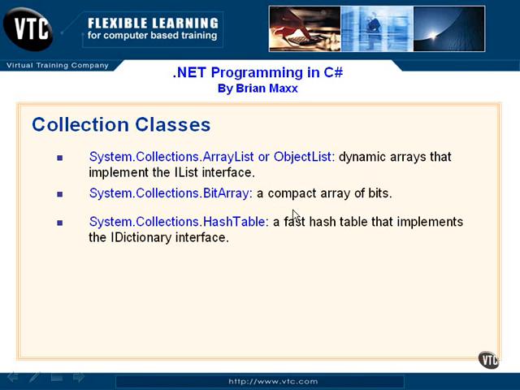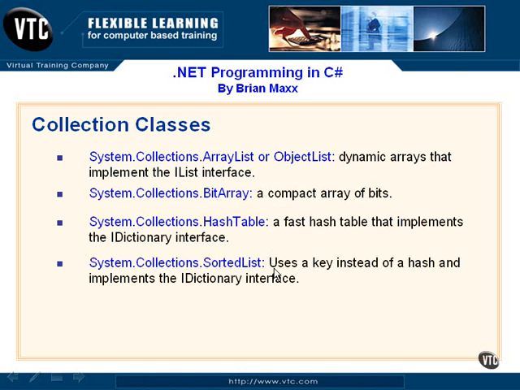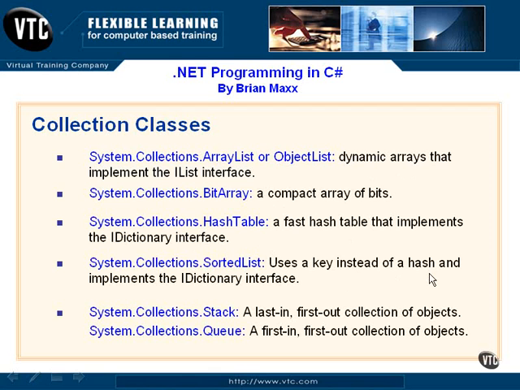Hashtable. Hashtable is a fast hash table that's going to implement the IDictionary interface. Key value pairs. We're going to see an example of this. System.Collections.SortedList. This is going to use a key instead of a hash. A hash is like a key, and it's going to implement the IDictionary interface. And then we have stacks and queues.